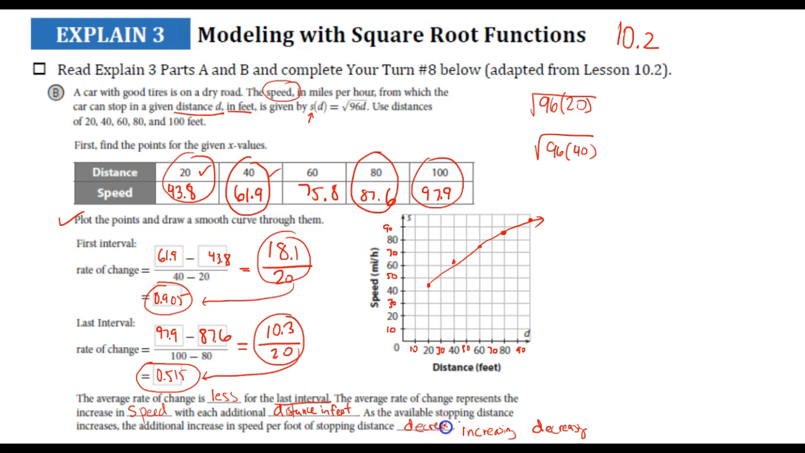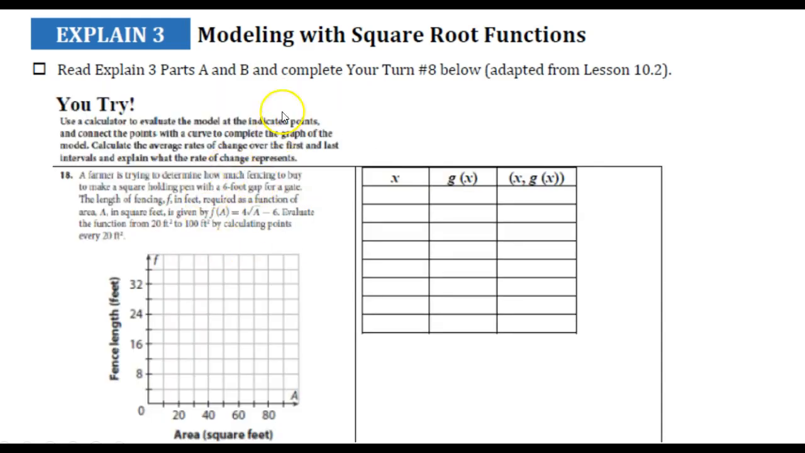Decreasing, because it's becoming less. Here it was 0.9 and here is 0.5. 0.5 is obviously less than 0.9. Let's continue on with another problem here.